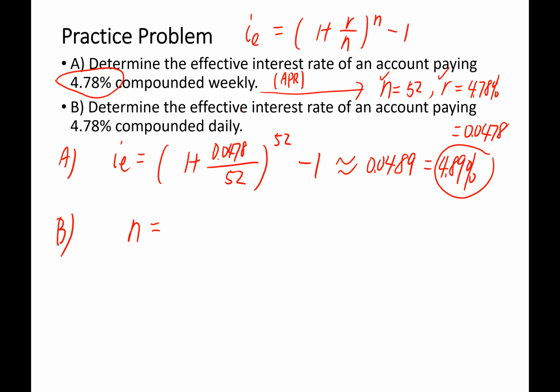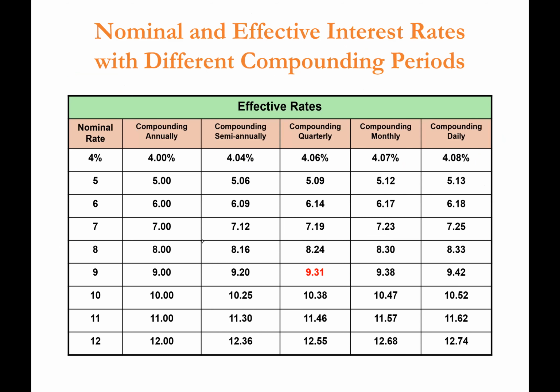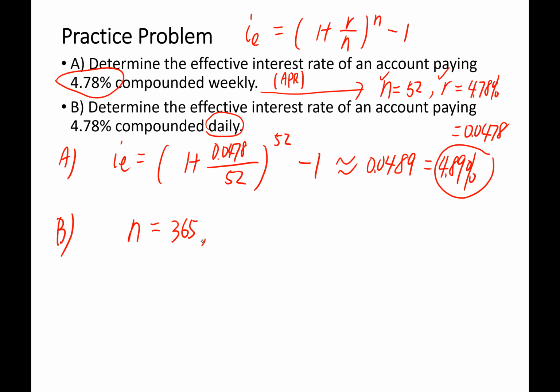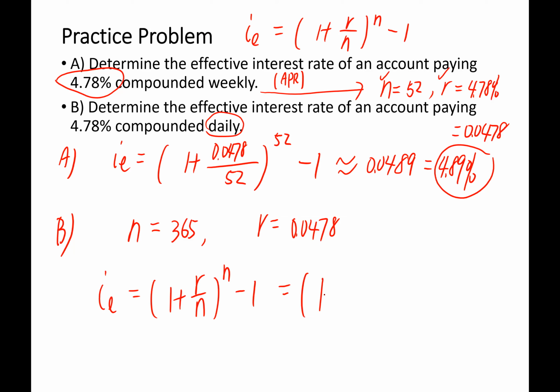So it's compounding daily. That means n equals 365. And the annual nominal interest rate, again, is 4.78%, so it's 0.0478. Okay, now we just apply the formula. E equals (1 plus r over n) to the nth power, minus 1. So here we have (1 plus 0.0478 over 365) raised to the 365th power, minus 1.